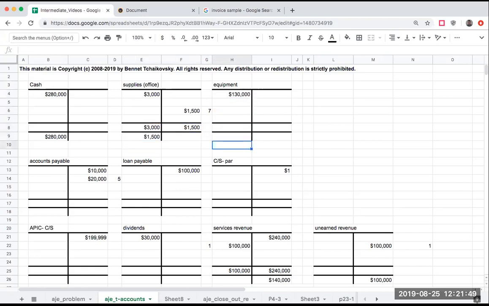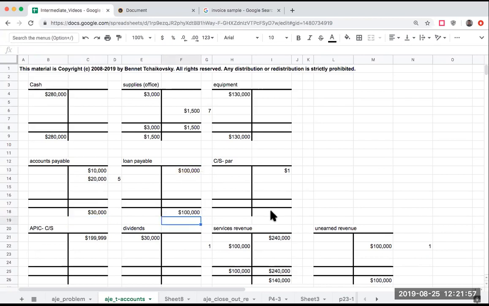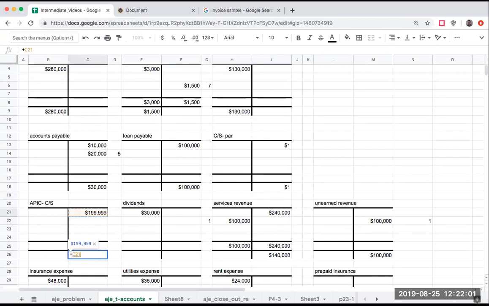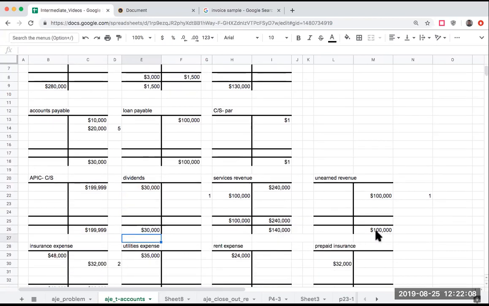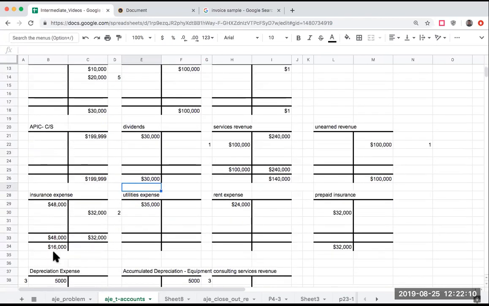My equipment has an ending balance of $130. My accounts payable has an ending balance of $30. My loans payable is at $100,000. Common stock par and additional paid in capital common stock have not changed. My services revenue is still $140. My unearned revenue is $100. My insurance expense is $16,000.